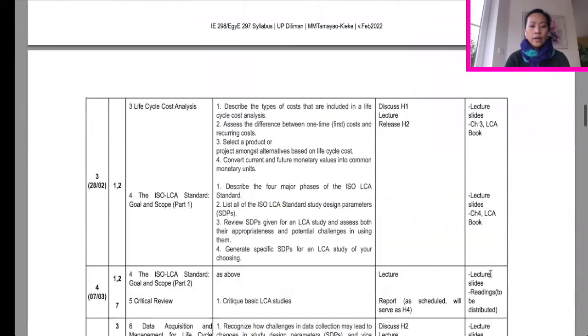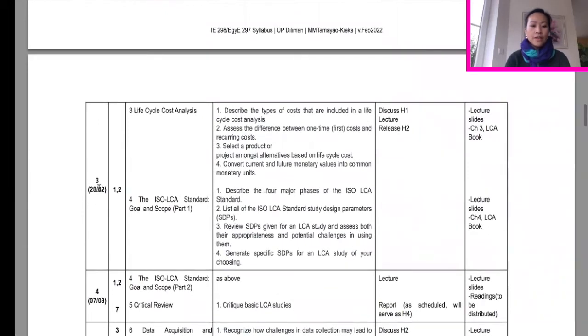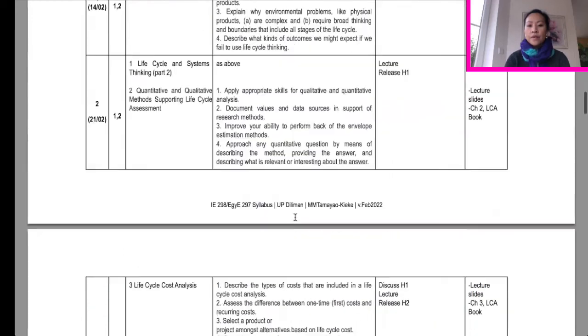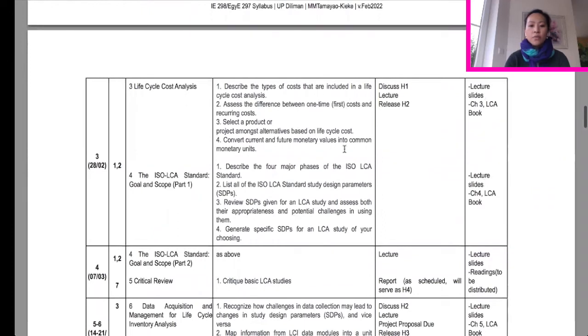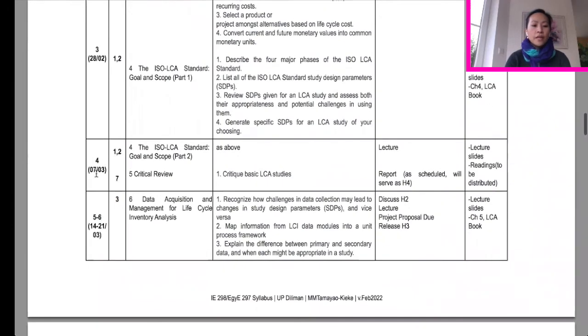All right. And then on February 28th, we will proceed to the discussion of life cycle cost analysis and the ISO LCA standard goal and scope, part 1. Okay, and these are the corresponding learning outcomes, okay, and then the activities and the book chapters. After that, March 7, we're going to continue to talk about ISO LCA goal and scope, and then proceed to critical review, okay, discussion of critical review.